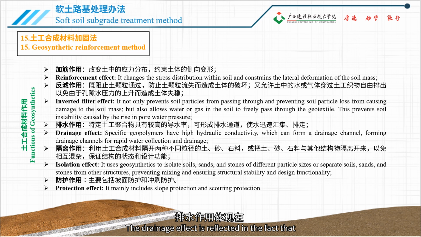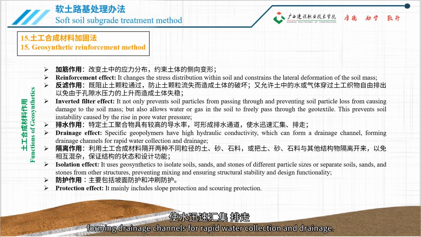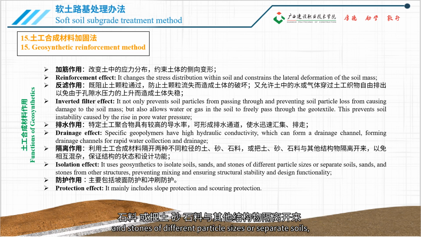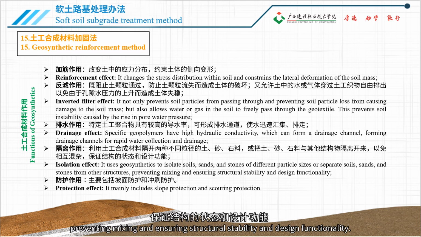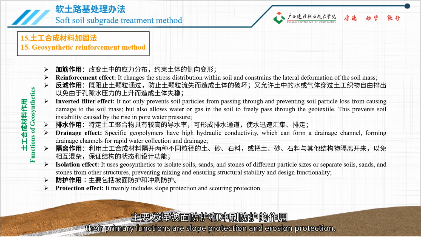The drainage effect is reflected in the fact that specific geopolymers have high hydraulic conductivity, which can form drainage channels for rapid water collection and drainage. The separation effect is reflected in using geosynthetic materials to isolate soils, sands, and stones of different particle sizes, or separate soils, sands, and stones from other structures, preventing mixing and ensuring structural stability and design functionality. When geosynthetic materials are used in slope projects, their primary functions are slope protection and erosion protection.